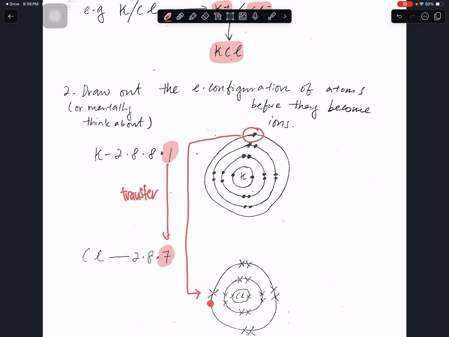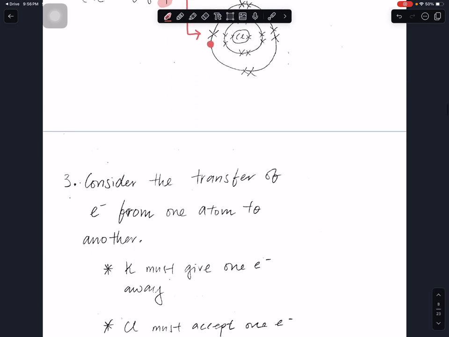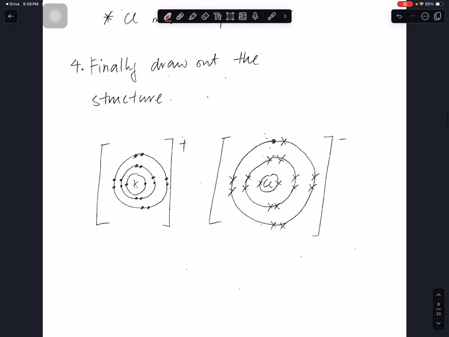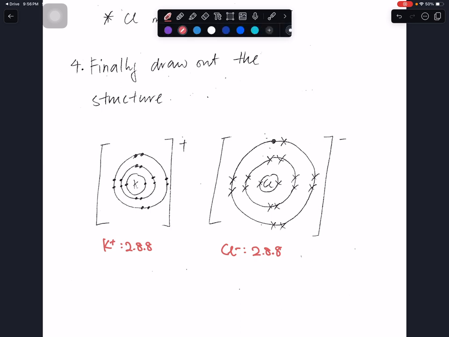Okay, so how are we going to draw the final product? The final product will be drawn this way. Over here, you'll realize that in your K plus, you'll be 2.8.8, and your Cl minus will also be 2.8.8. But just take note that out of these 8, 7 electrons are from chlorine, and 1 electron is from potassium.